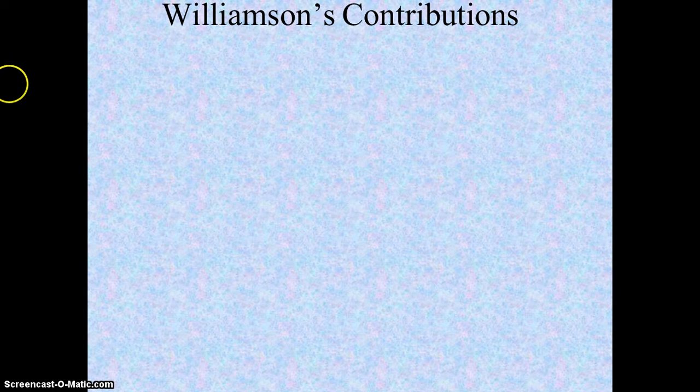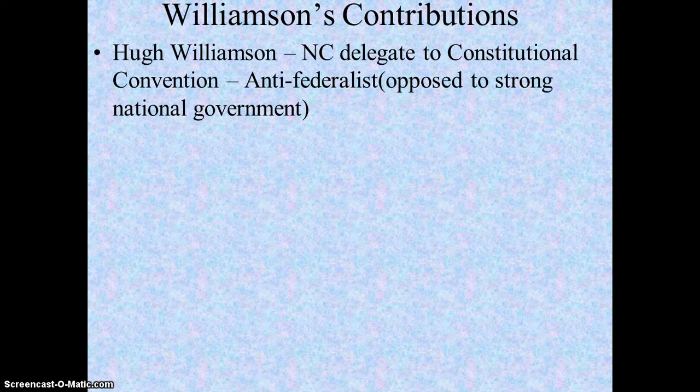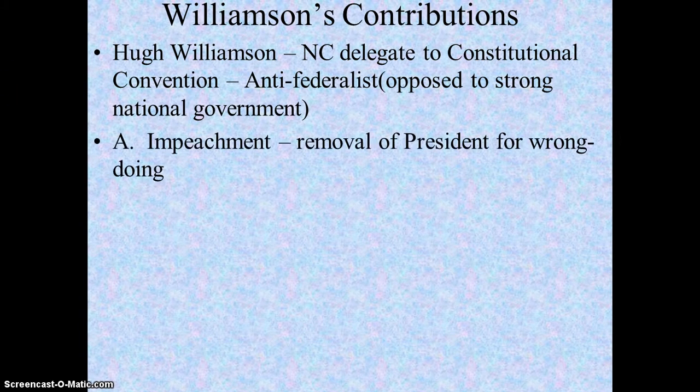Williamson's contribution. He's from North Carolina. His name's Hugh. He's going to be the North Carolina delegate to the Constitutional Convention. He is an anti-federalist, opposed to a strong national government, and believes that states should have more power. He contributes the impeachment process, which is the removal of a president for wrongdoing.